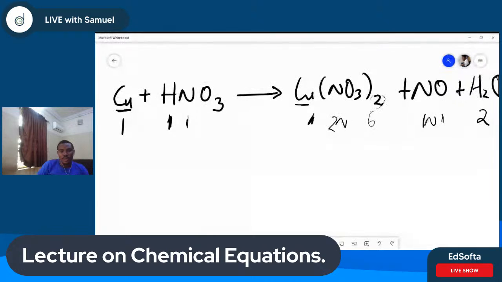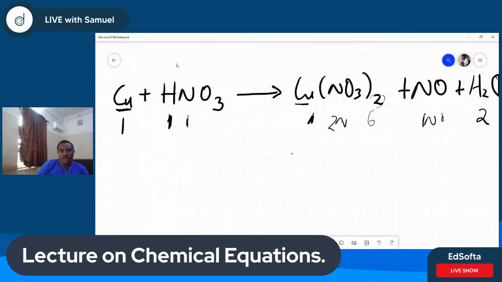So we know our copper is balanced. Now what's the next element that we can balance? Let's say we want to balance H first. To balance H, what do we do? We know Cu is balanced, but we want to balance H. We can add 2 here. The moment we add 2 here, our H is balanced, because here it is H2, right?